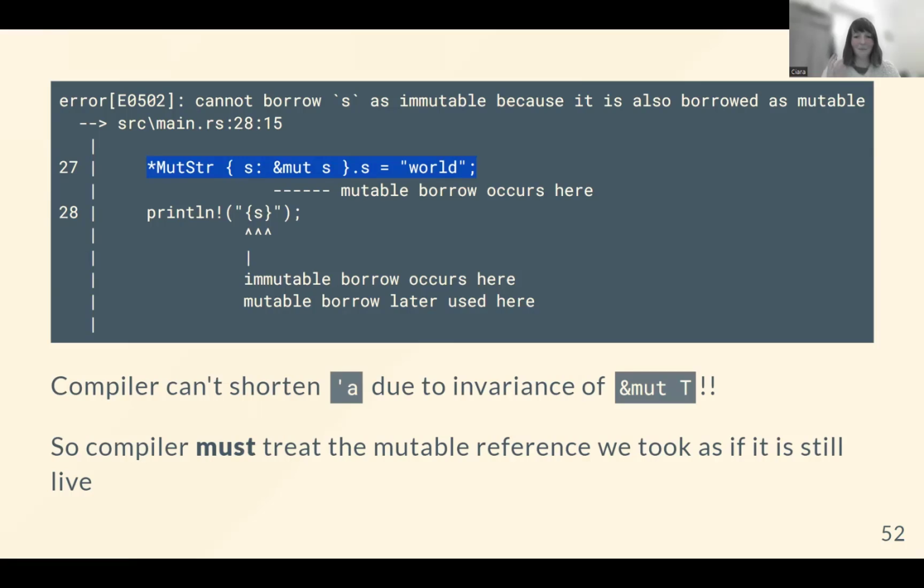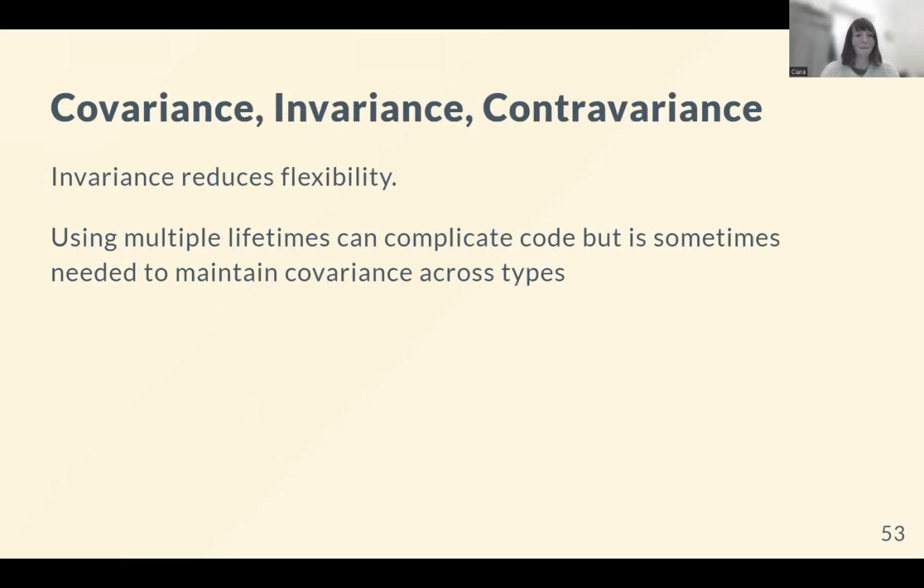And that's due to the invariance of the fact that it was a ref mut t. If it had just been a ref t, it wouldn't have been a problem because ref t has covariance, which means you can substitute a shorter lifetime, but you can't do it with ref mut t. So the compiler has to treat the mutable references we took as if they're still live because they're static. So that invariance reduces the flexibility and means that in some cases, you're going to have to introduce multiple lifetimes, which can complicate things, but is sometimes needed to maintain covariance across types.